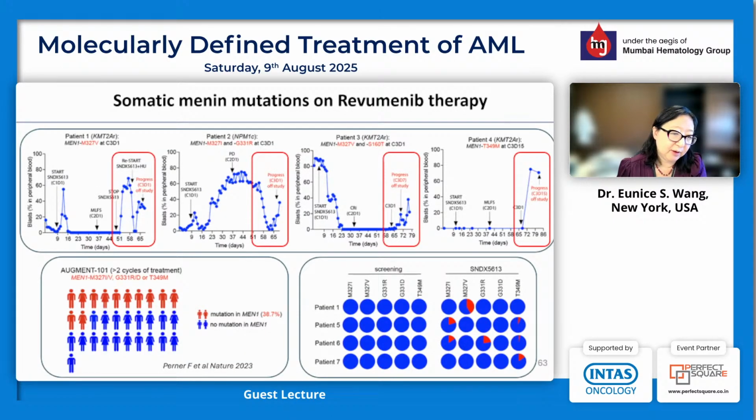We do know that there are mutations in the menin protein which occur. So this data in revumenib show that up to 39% of patients can develop a mutation in the menin protein, which correlates with the development of clinical relapse. As you can see here, recurrence of peripheral blasts in these patients. These mutations were not found at screening and only found after revumenib therapy, and obviously occurring within a matter of months.